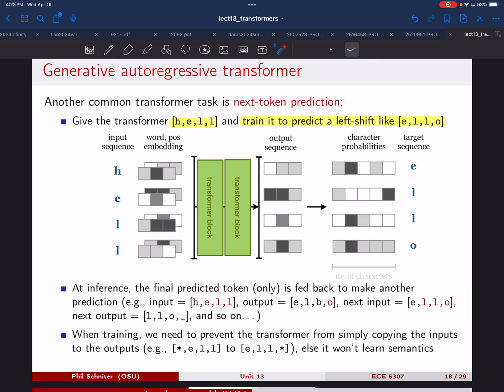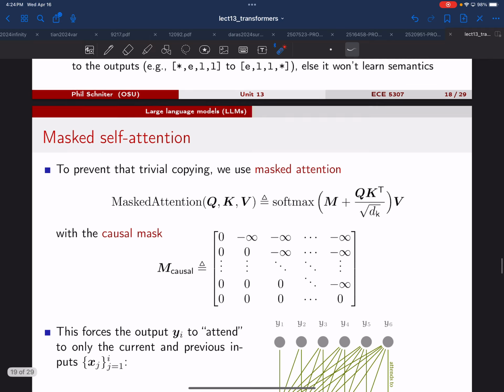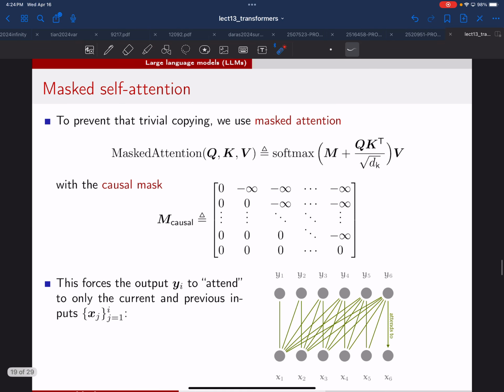Only when it really understands language is it going to give human-like performance and really be able to generalize to new tasks that it hasn't been trained on. So the key is to not let it cheat, to not let it just copy. And to do that, there's something called masked self-attention.